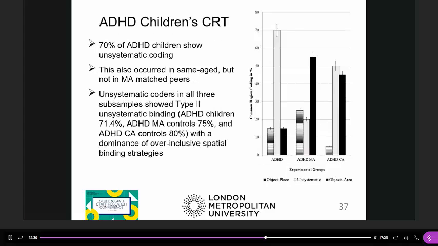And if we look at the children with ADHD, you see the same thing. These children with ADHD also show mainly unsystematic coding. Here you can see in this group, it was not the case, and there is this common region area coding that you would expect. In the chronological age group, you still have a bit of unsystematic coding, but not as much.